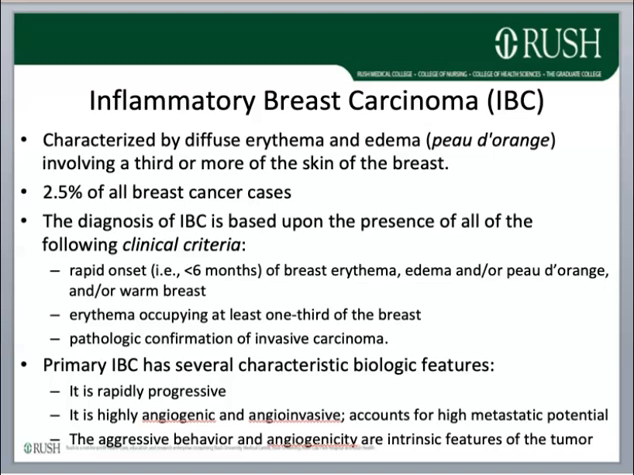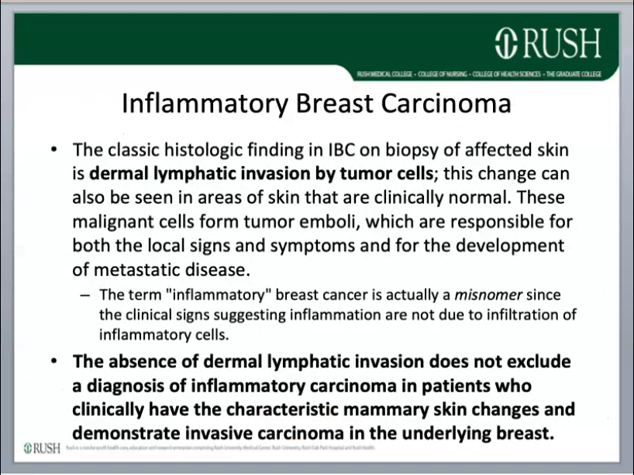The classic histologic findings of IBC on biopsy of affected skin is dermal lymphatic invasion by tumor cells. This change can even be seen in areas of the skin that are clinically normal. The malignant cells form tumor emboli, which are responsible for both the local signs and symptoms of the disease, as well as the biological development of metastatic disease.